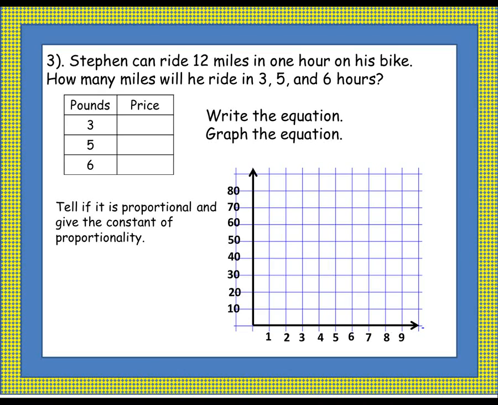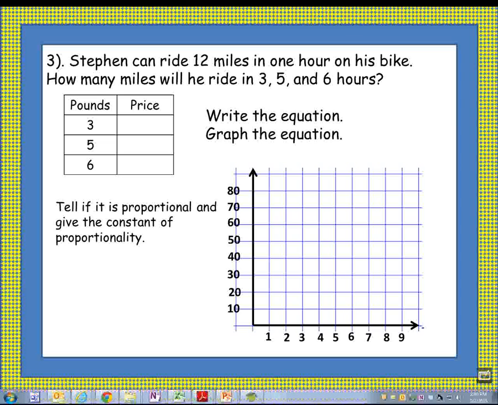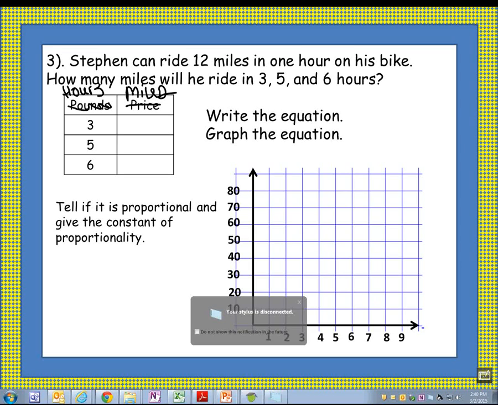All right. This one here says pounds and price. Because look at the question. Stephen can ride 12 miles in 1 hour on his bike. How many miles will he ride in 3, 5, and 6 hours? Pounds, price? That is awesome. So this should be miles. No, that's hours. Oh, hours. Hours and miles. As you do this for the next couple minutes, I'm going to pass out your homework, and then I'll reveal the answers after I pass them out.